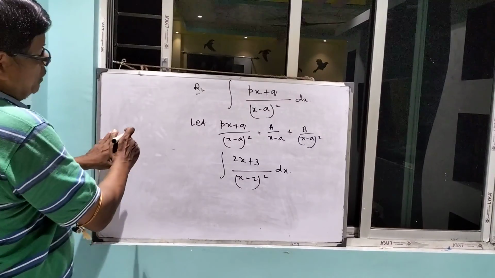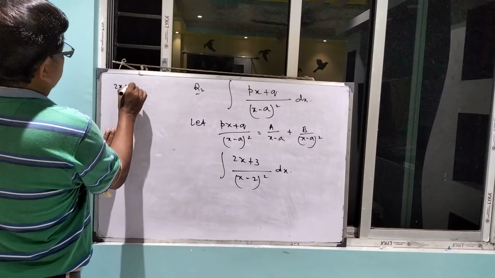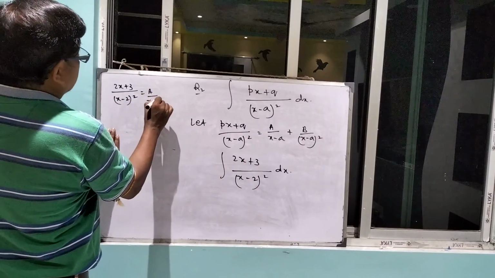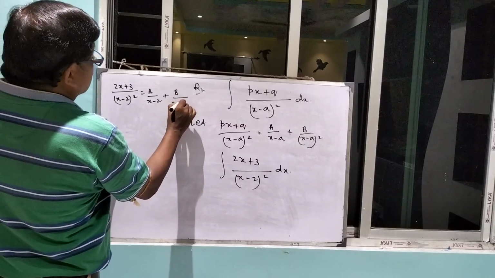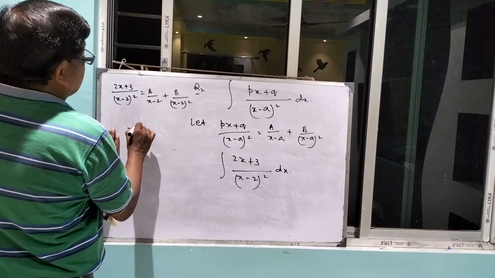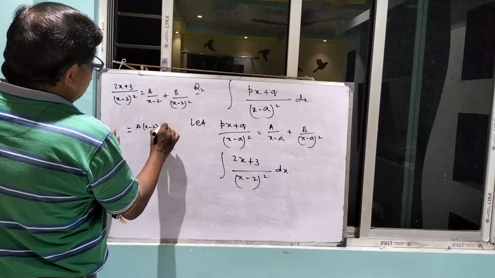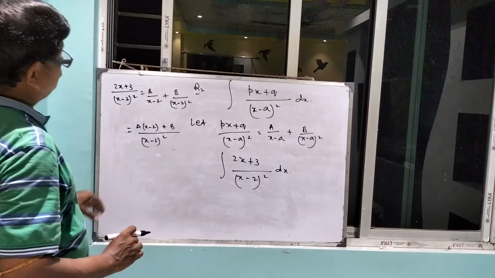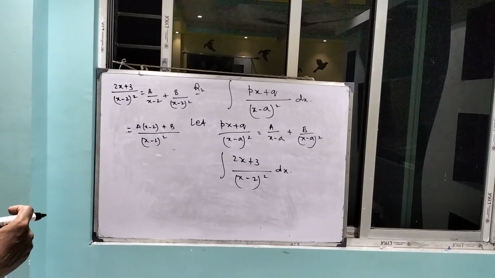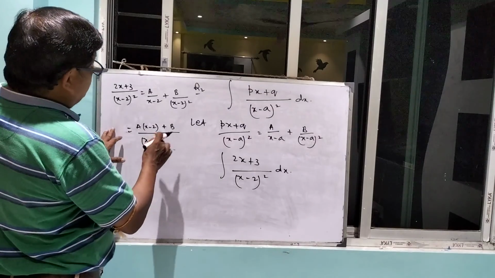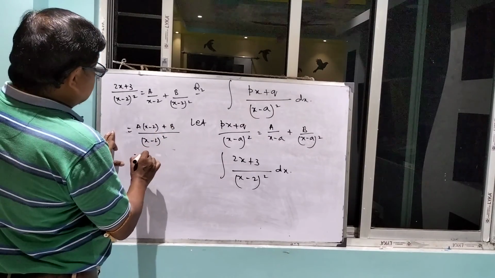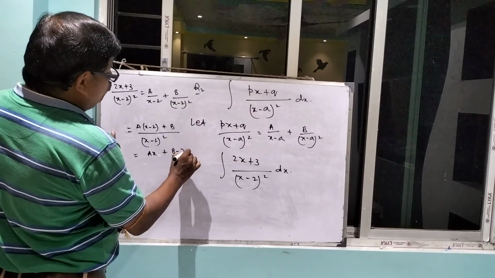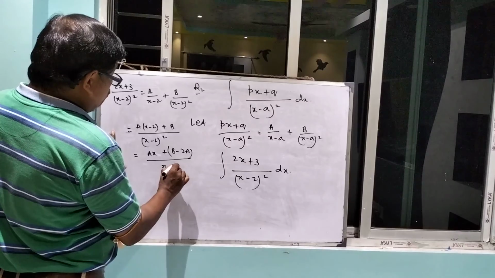So now write 2x plus 3 by x minus 2 whole square. You can write a by x minus 2 plus b by x minus 2 whole square. Okay, now write a into x minus 2 plus b by x minus 2 whole square. From here, you write like that: ax plus b minus 2a by x minus 2 whole square.